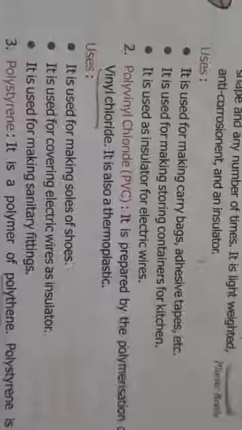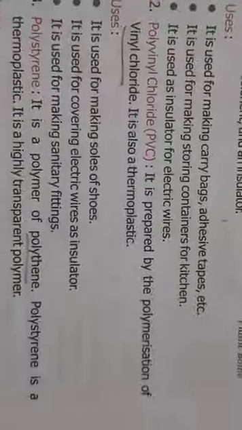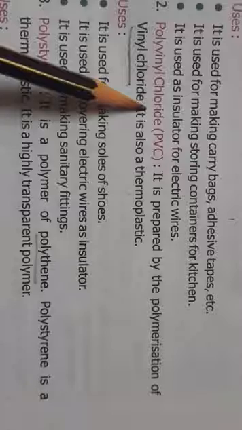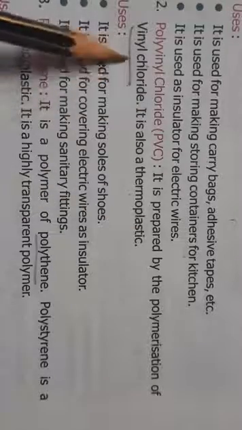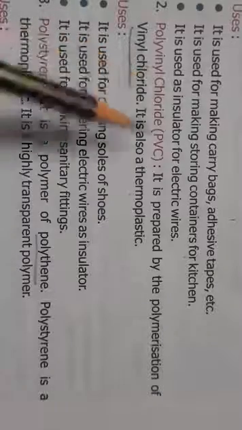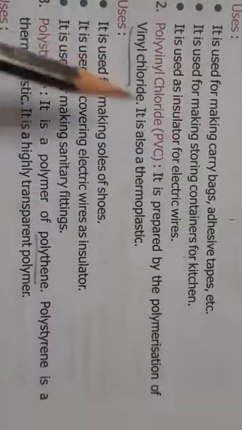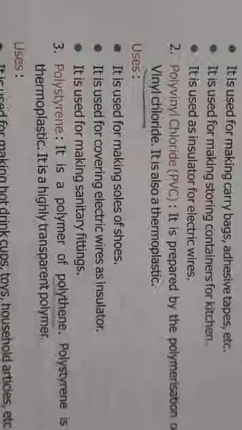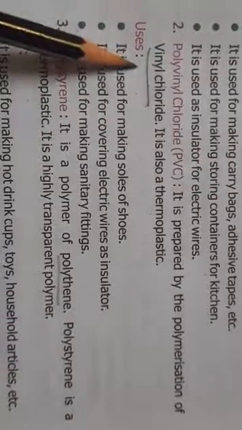The next kind of plastic is PVC, which is polyvinyl chloride. It is prepared by the polymerization of vinyl chloride. Children, you will have to learn which plastic is made by the polymerization of what. Like polythene is made by the polymerization of ethene, and PVC is made by the polymerization of vinyl chloride.